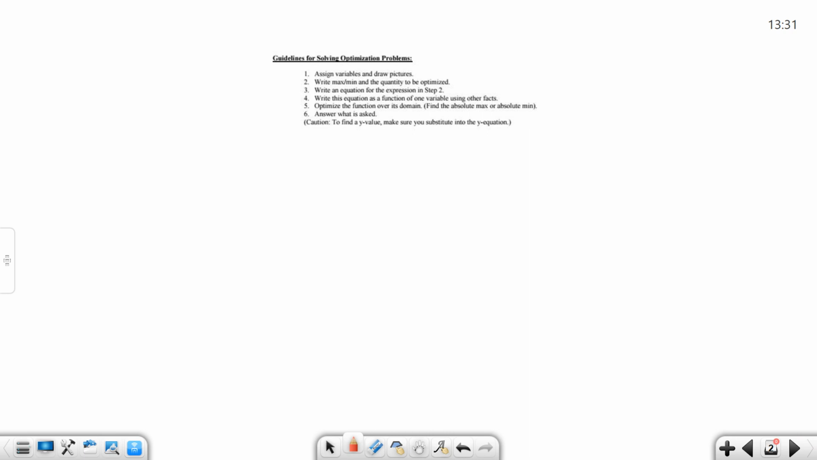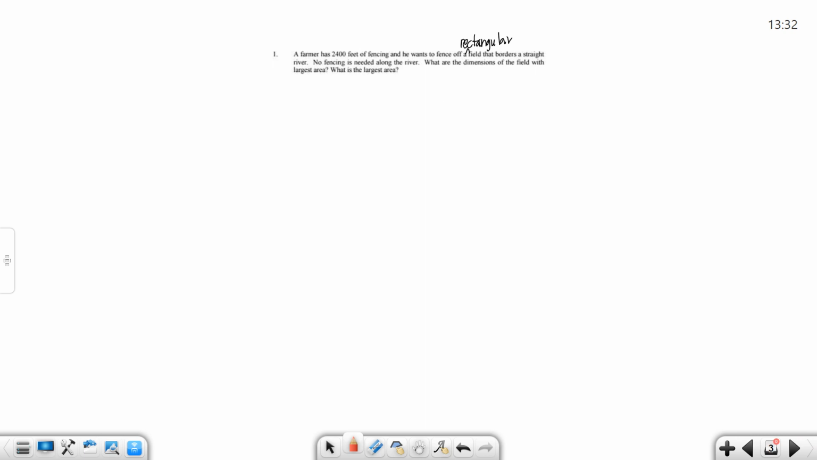So we want to find the maximum area or the minimum surface area or the maximum amount of square printed area. So we've got a lot of areas in there, and we have some other quantities as well. But basically we're looking for absolute maxes and absolute mins of a scenario. Here are your guidelines. I'm going to go by those guidelines as we work these problems, so you might want to have that one handy.